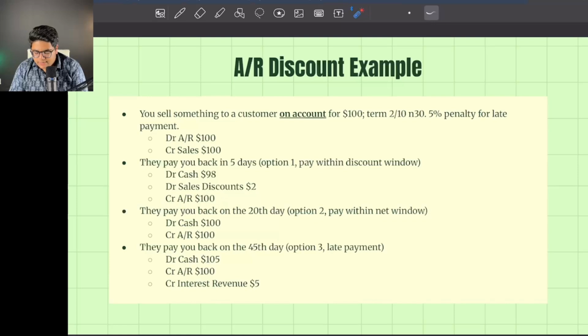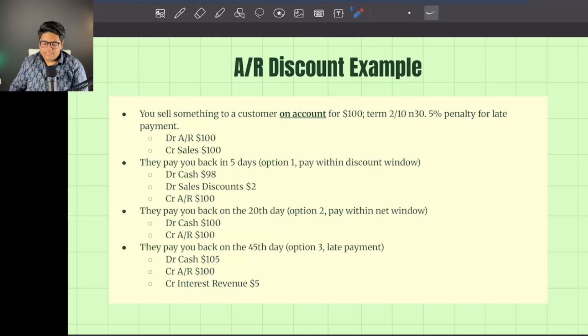Now let's say they pay you back on the 20th day. This is option 2, within the net window. So you're getting rid of your accounts receivable. That's already done and taken care of. And they're just going to give you $100 cash because they're out of the discount window. They just have to pay the net amount, which was $100 already. So your debit to cash just becomes $100.